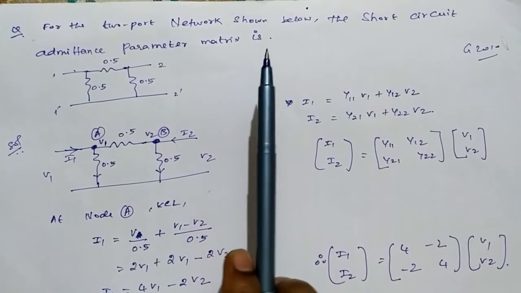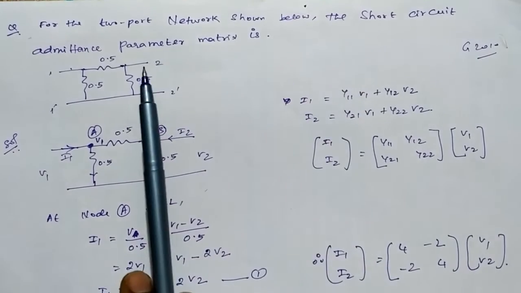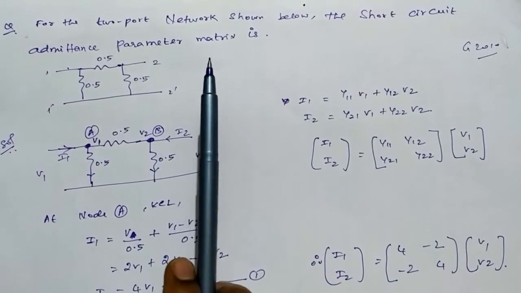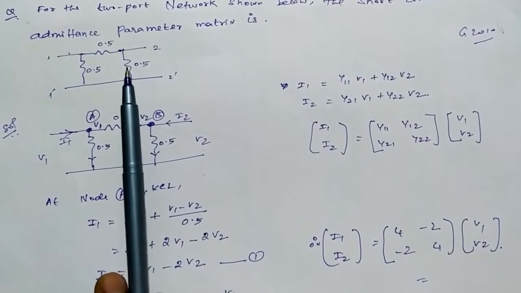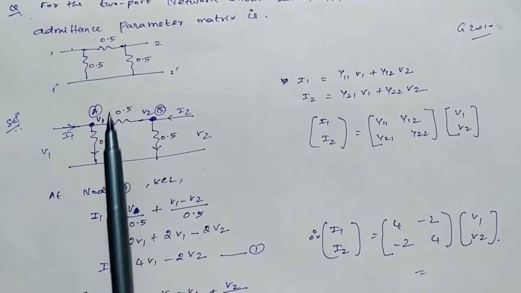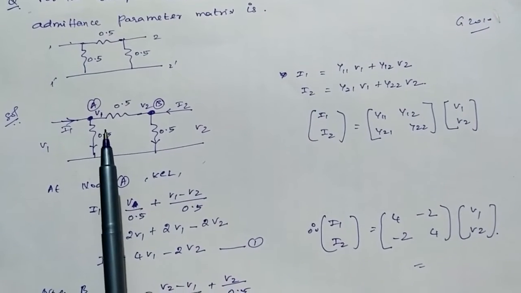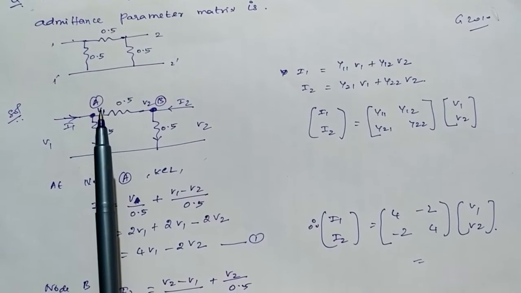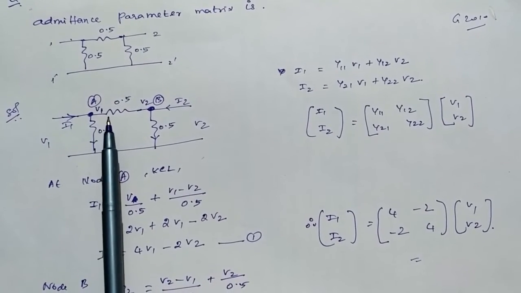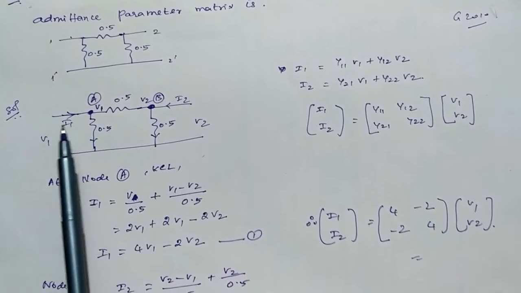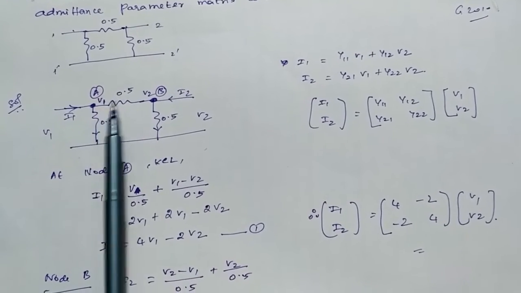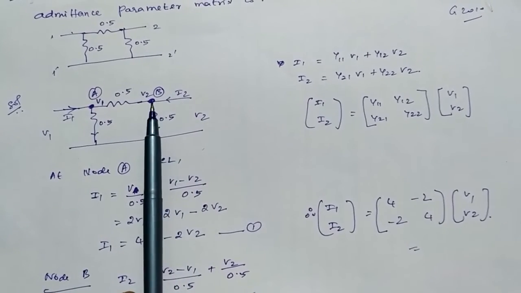For the two-port network shown below, what is the short circuit admittance parameter matrix? This is the given diagram, which we have drawn once again here. We consider two nodes, V1 and V2. The input side has the voltage V1, and the output side has the voltage V2.